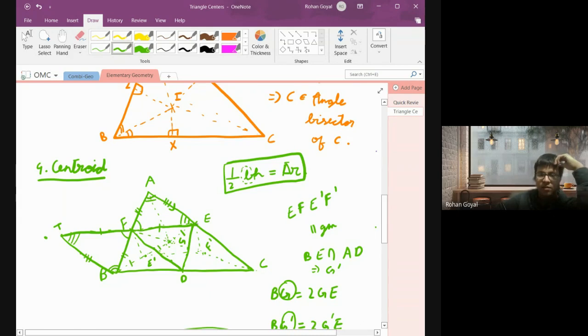But if BE is divided by CF in ratio 2:1, AD must also divide it into ratio 2:1. So the resulting point that you will have is the same point.